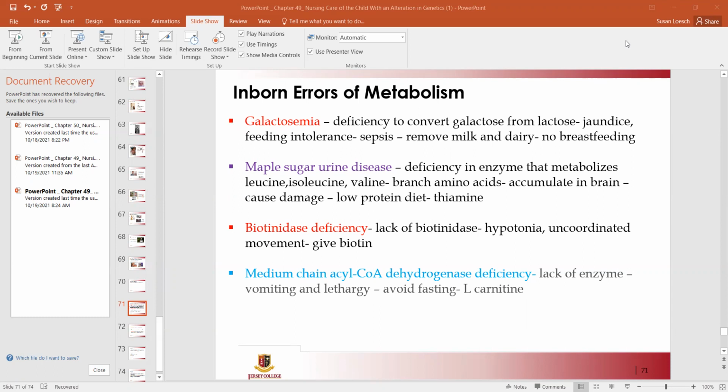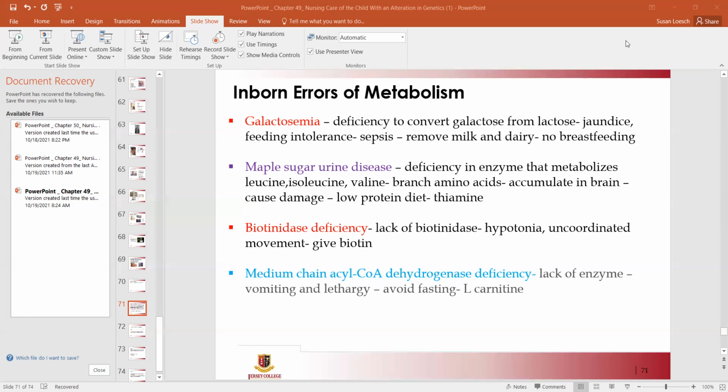Maple syrup urine disease affects the metabolism of amino acids. It's a deficiency in the enzyme that metabolizes leucine, isoleucine, and valine, which are components of protein, often referred to as the branched-chain amino acids. These amino acids accumulate in the blood and cause damage to the brain. No symptoms at birth, but if untreated, the baby shows neurological signs, vomiting, poor feeding, increased reflexes, and seizures. Treatment is to lower the intake of protein.